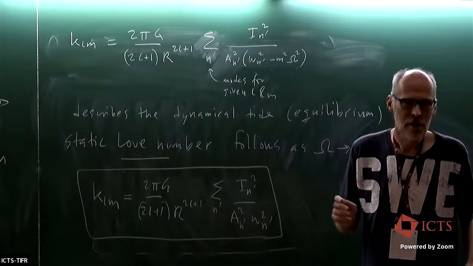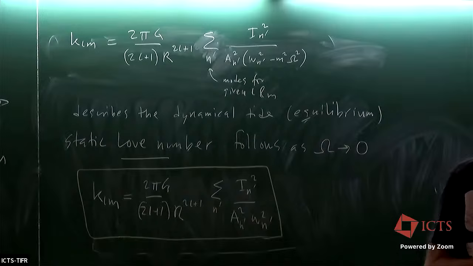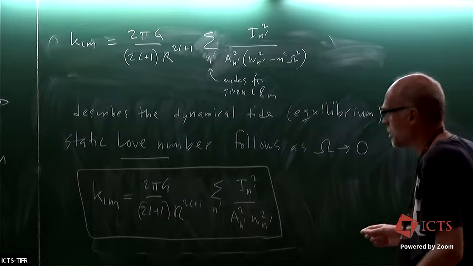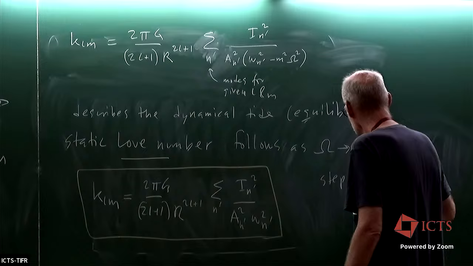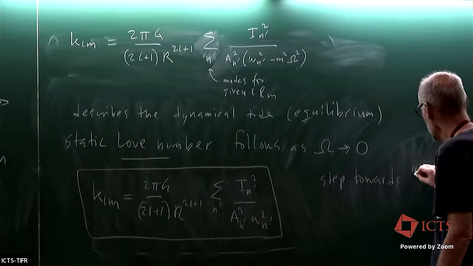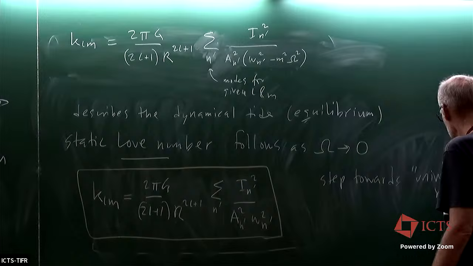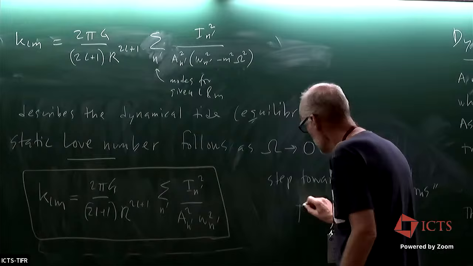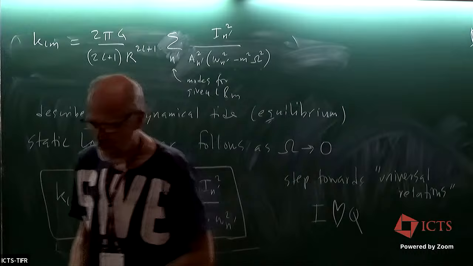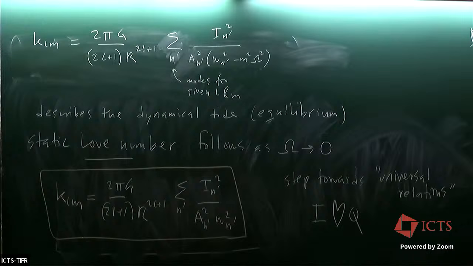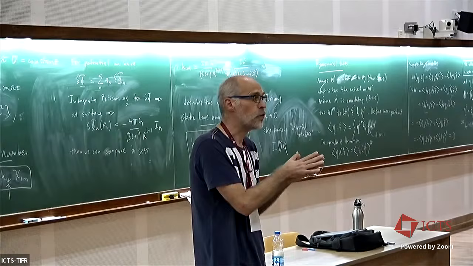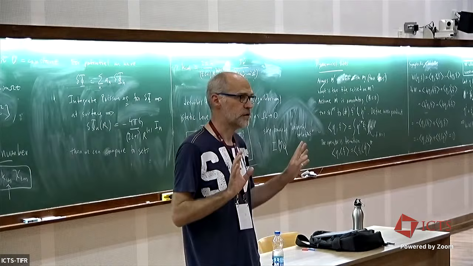Now, that is an indication that there is a universal relation between the mode sum and different properties. And that, I think, someone that's smart should be able to prove. The mode sum is a step towards what people call universal relations. And the most fashionable in that respect is I-Love-Q, where the moment of inertia, the Love number, and the quadrupole moment are related with different equations of state, but there seems to be a very strong relation between them. I think you can prove those things with this machinery. It hasn't been done. So there's work to do.